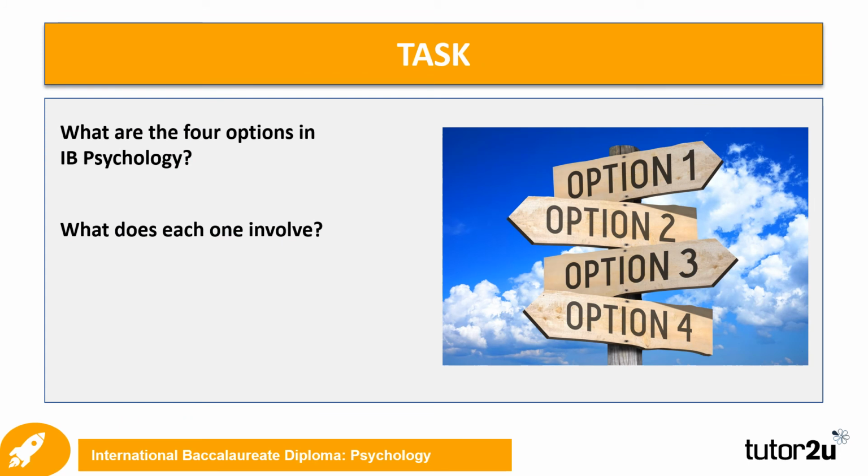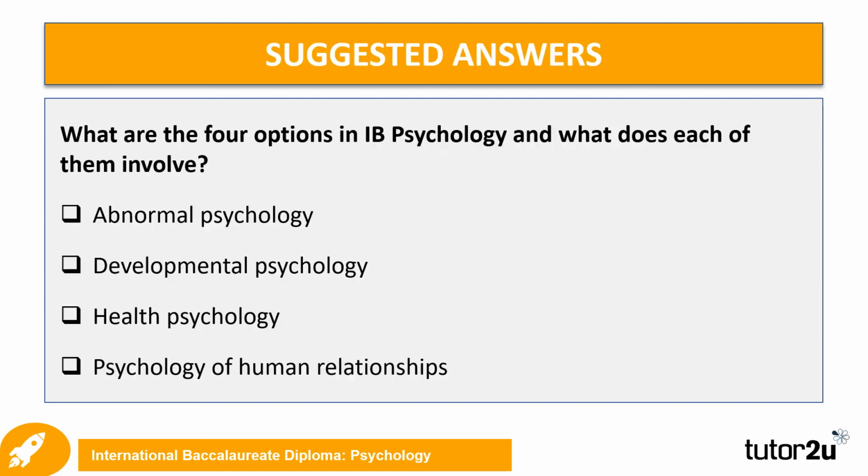We are going to conclude this session by taking a more detailed look at the options you can learn about in the IB Psychology course. What do you remember about them from the first session? Pause the video and continue watching when you complete the task. The 4 options in the IB Psychology course are abnormal psychology, developmental psychology, health psychology, and psychology of human relationships. We'll now take a more detailed look at each of them.